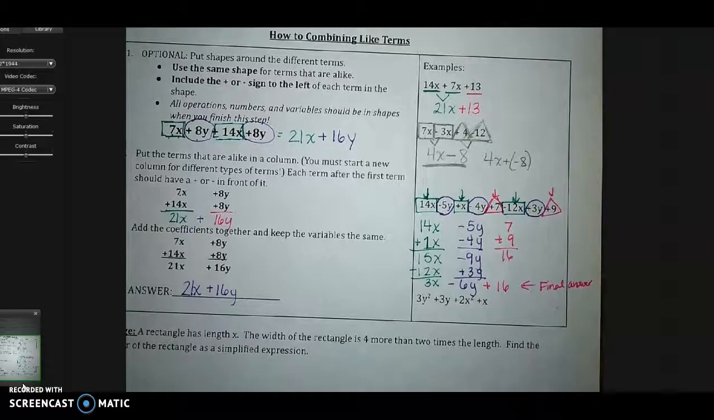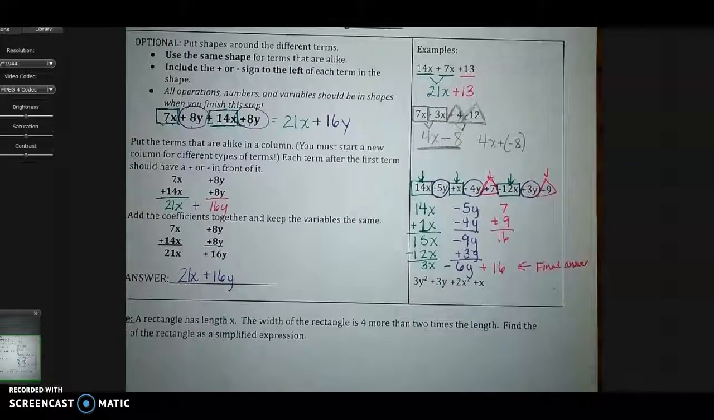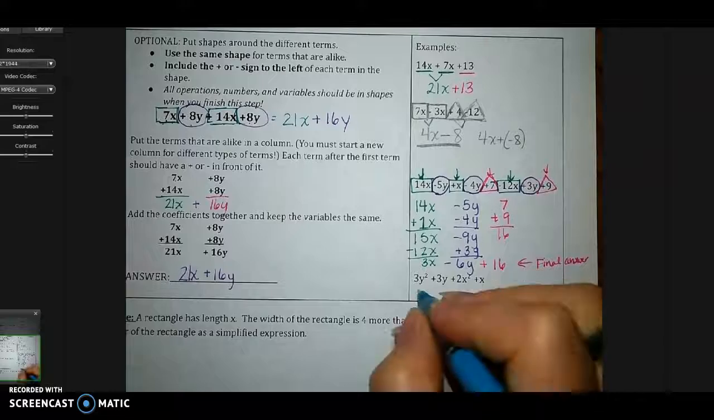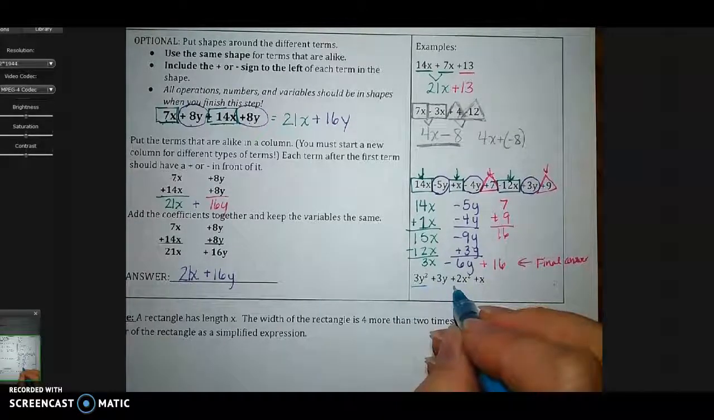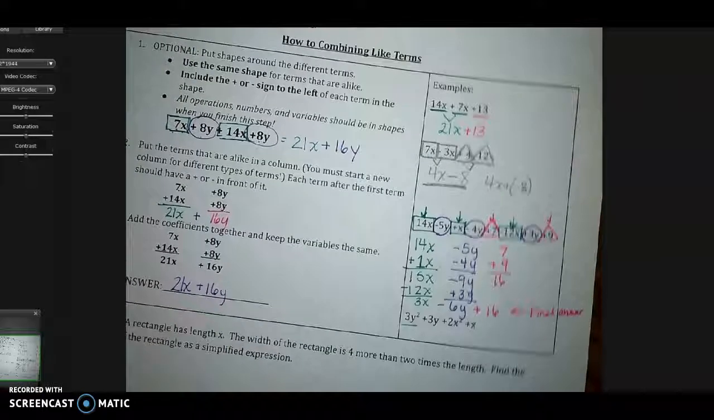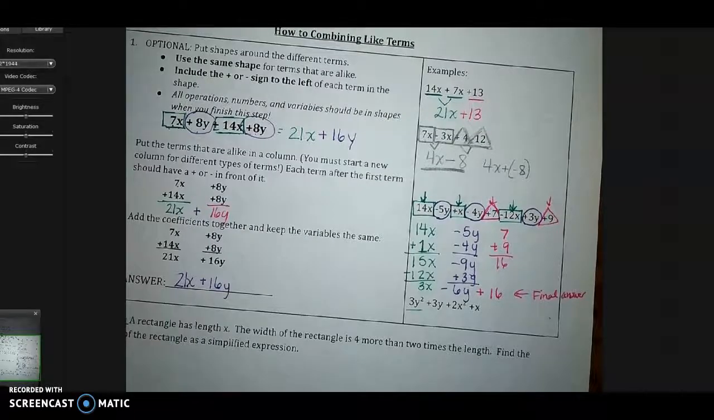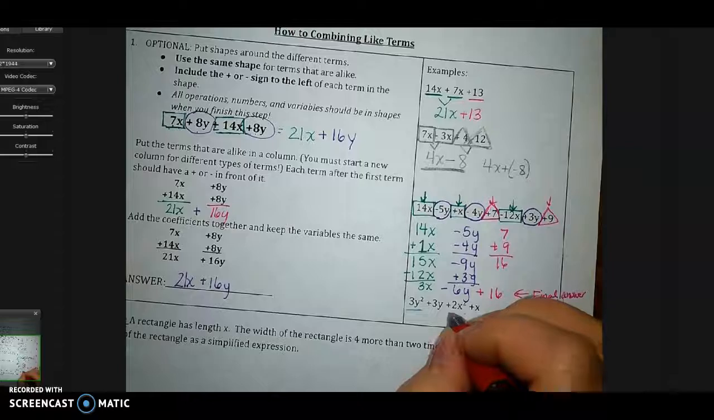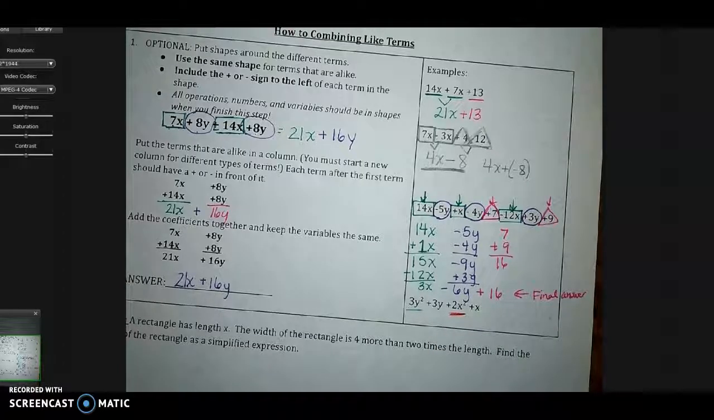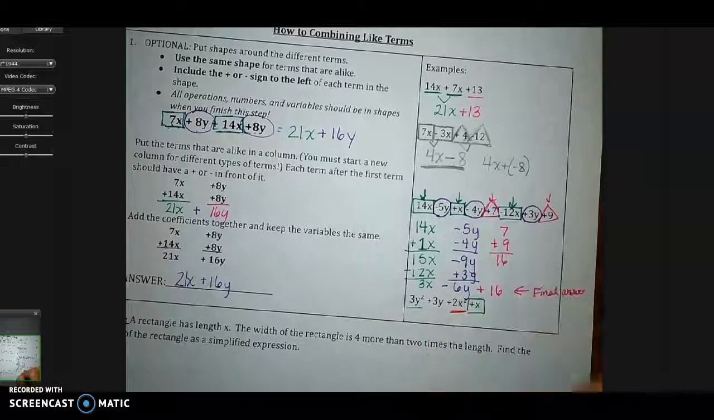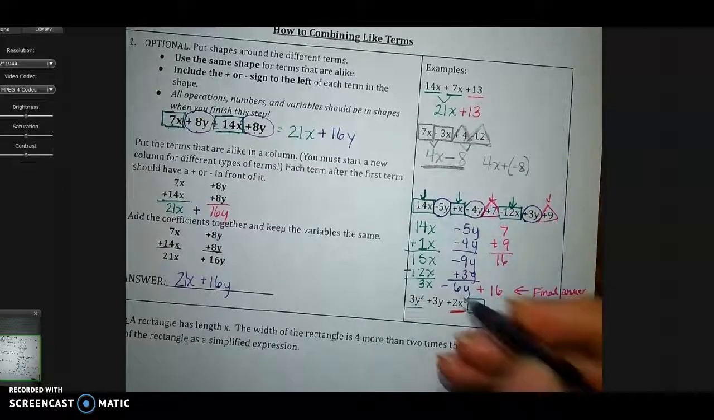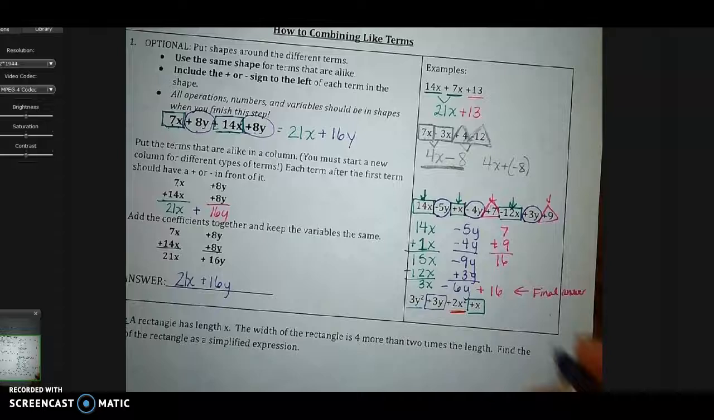My next one here, pause, try it out, turn it back on. I am going to add in a different color here, and I'm just going to underline. This one has got an exponent. And this one has got an exponent. And then I have just a regular old x and just a regular old y term.